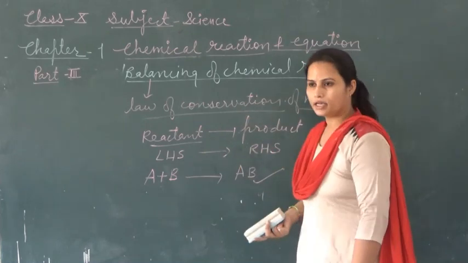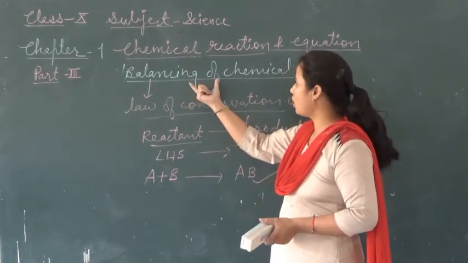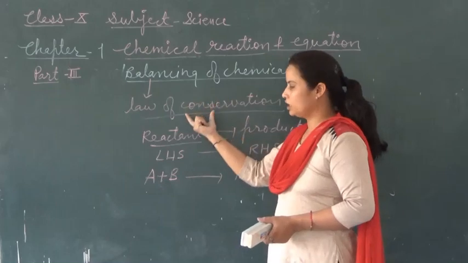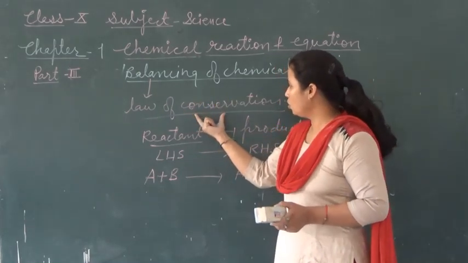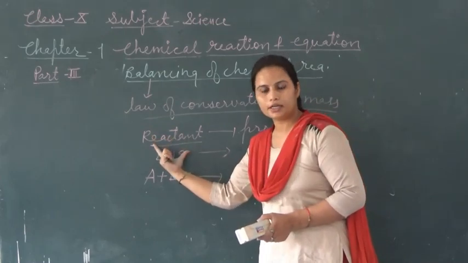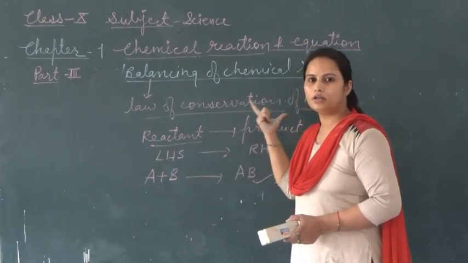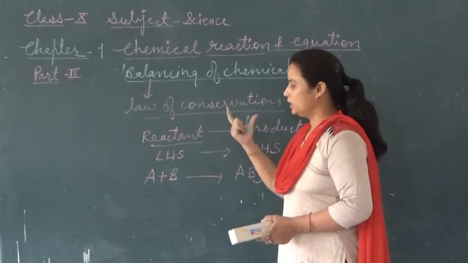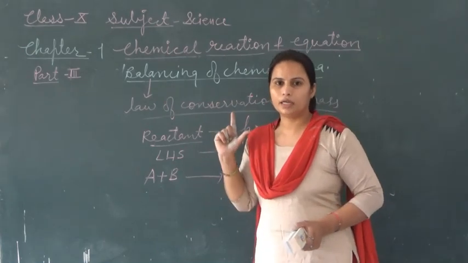So in the next video we will study how to balance the equation, but the main principle is the law of conservation of mass. It means in a chemical reaction, the reactant mass is always equal to the product mass. It will neither be created nor be destroyed.